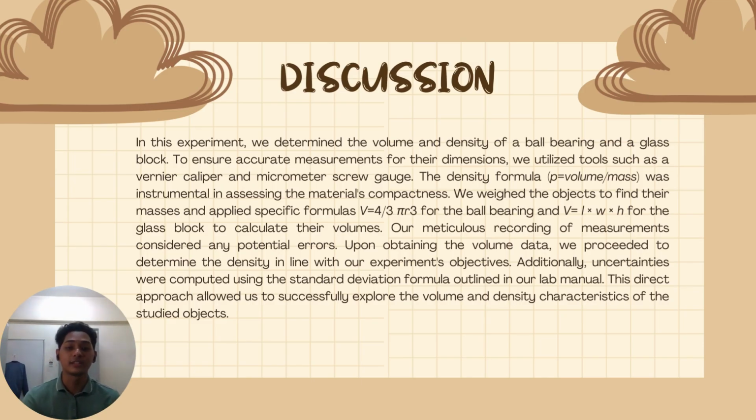For this experiment discussion, we determine the volume and density of a ball bearing and a glass block. To ensure accurate measurement of their dimensions, we utilize tools such as a vernier caliper and micrometer screw gauge. The density formula, ρ equals mass over volume, was instrumental in assessing the material compactness.